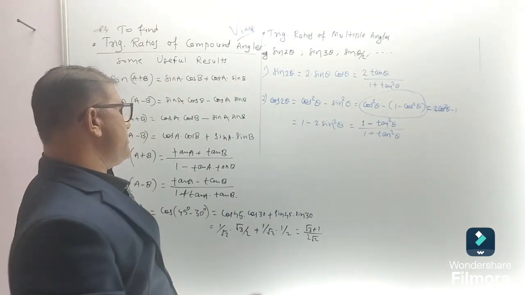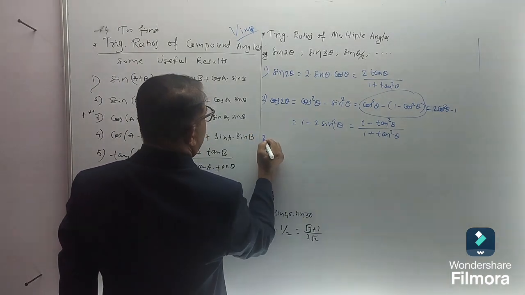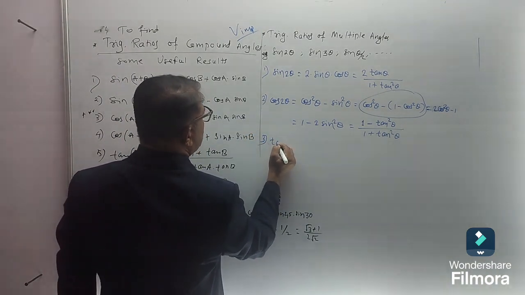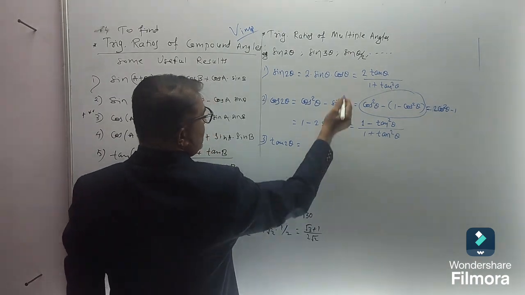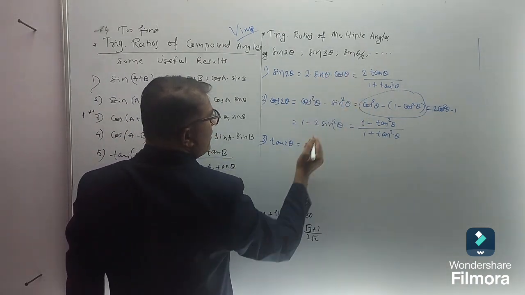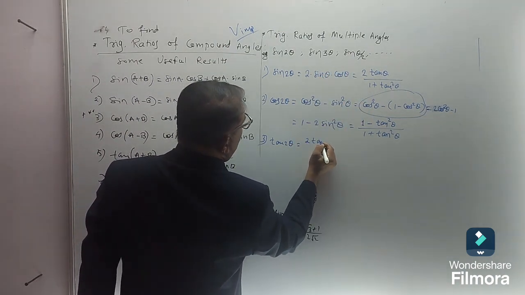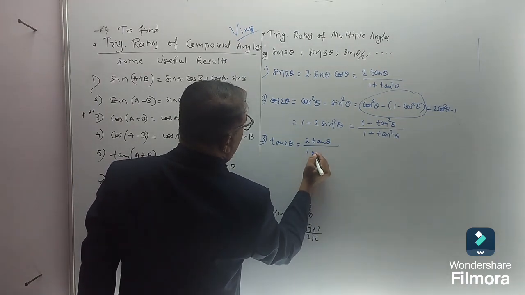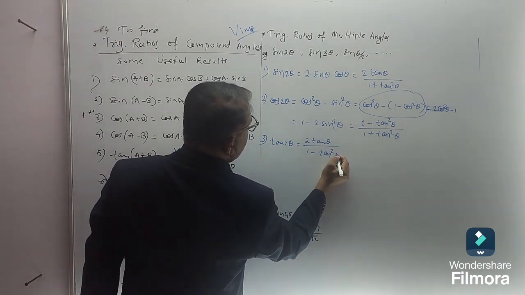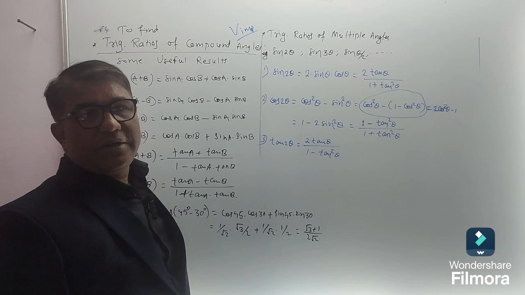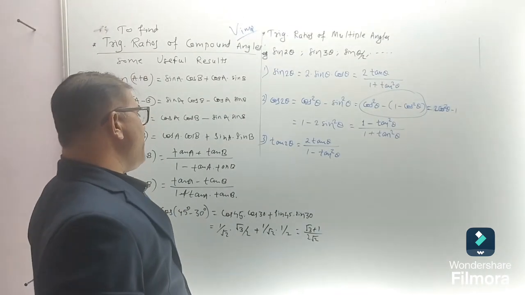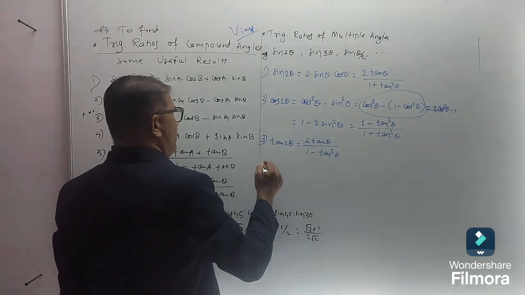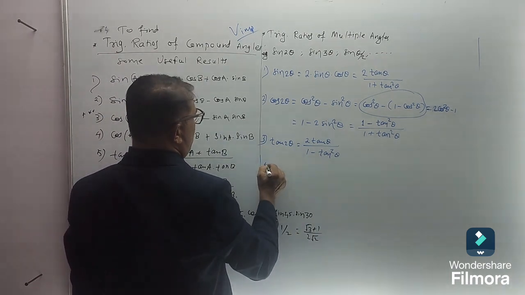Okay? Similarly, sin 2 theta upon cos 2 theta is tan 2 theta. After division we get 2 tan theta upon 1 minus tan square theta. This is tan 2 theta. Similarly, we can find the formulae for the fourth one.